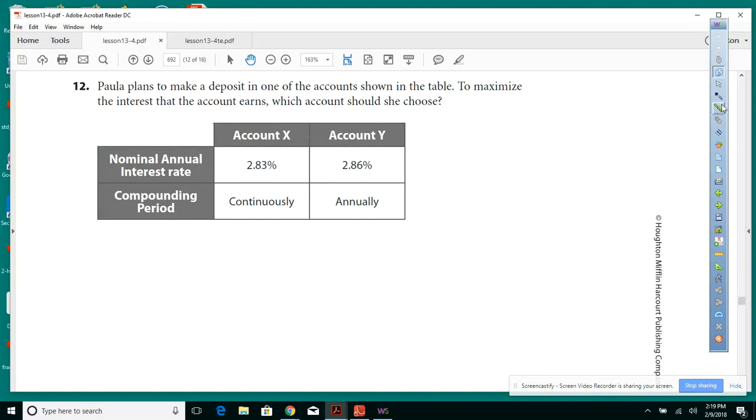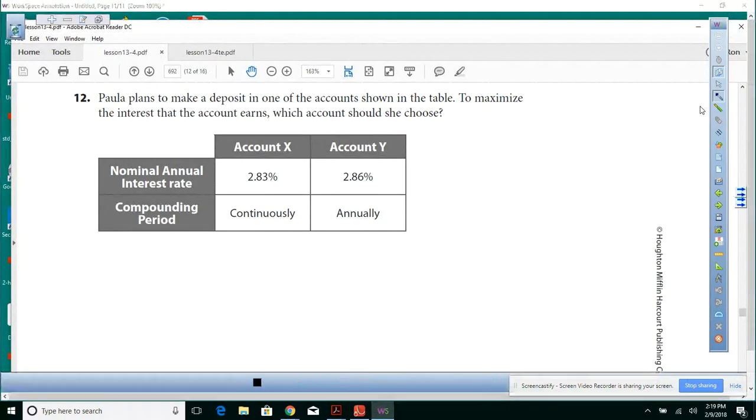Wrapping it up. Let's take a look at the next number. Oh, this is a little bit different here. Now, here is another formula. And this time what we're looking for, it says, Paula plans to make a deposit in one of the accounts shown in the table. To maximize the interest that the account earns, which account should you choose? Okay, those look pretty darn close, but one of them will earn you a little bit more than the other.